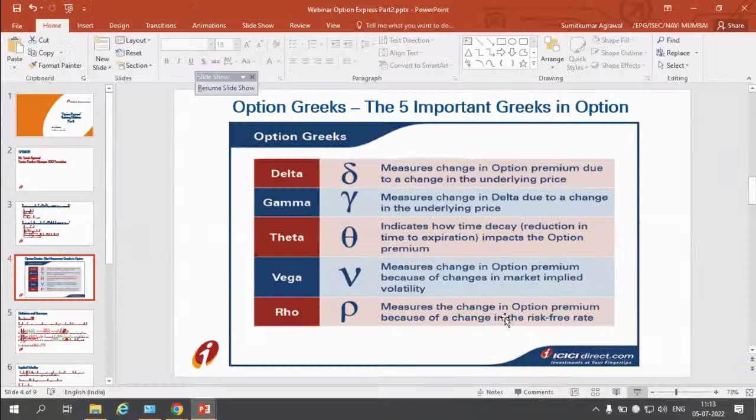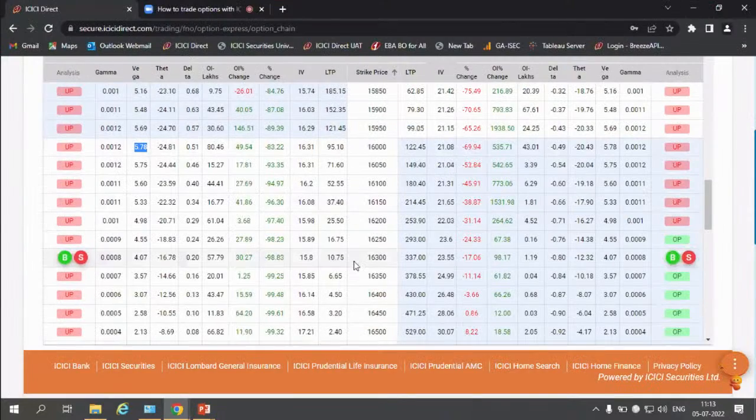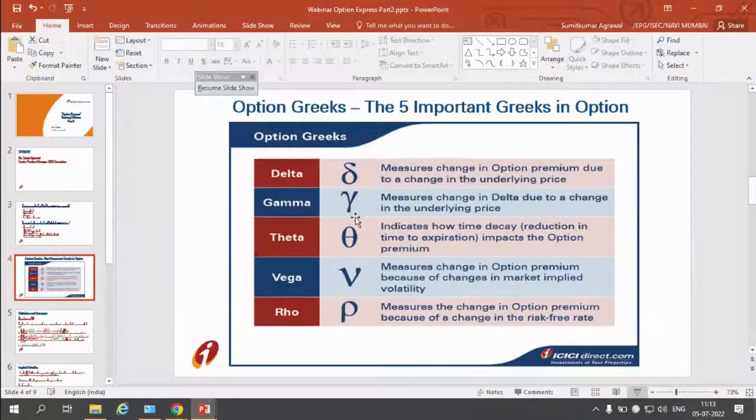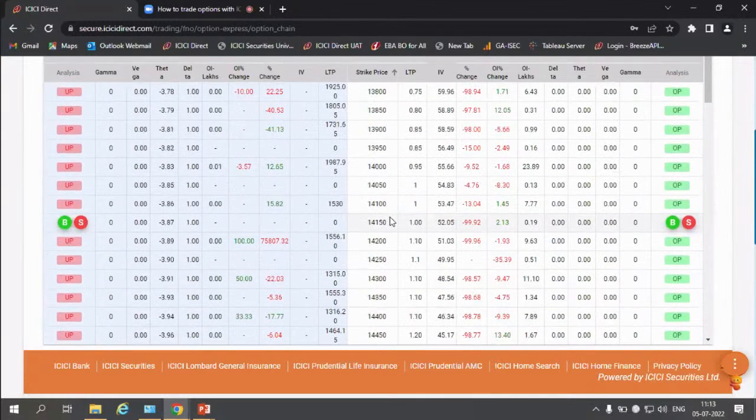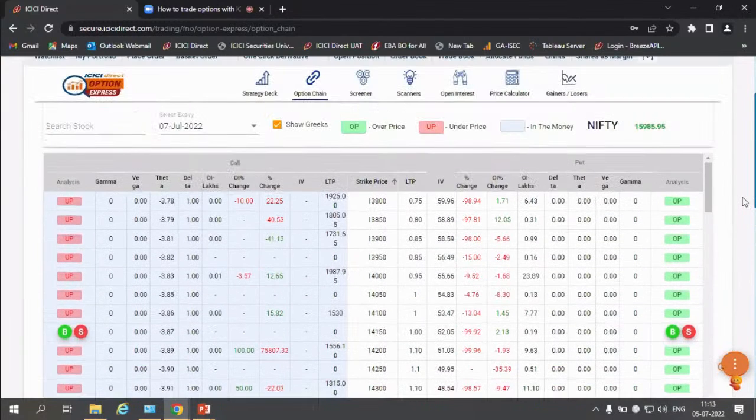And Rho is the interest rate available in the market, which I believe on the NSE website is given as 10%. So that is constant at the moment. It is used as one of the parameters in the Black-Scholes model to calculate the option prices. So that was it for the option chain.